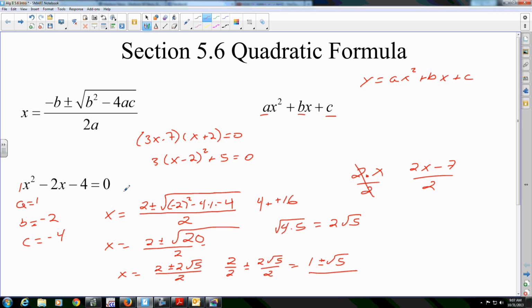Some kids aren't sure about this symbol. It means 1 plus the square root of 5, and your other answer is 1 minus the square root of 5. It's not 1 times square root of 5, but 1 times negative square root of 5. No, it's literally 1 plus it and 1 minus it. You're just writing it condensed. Okay.